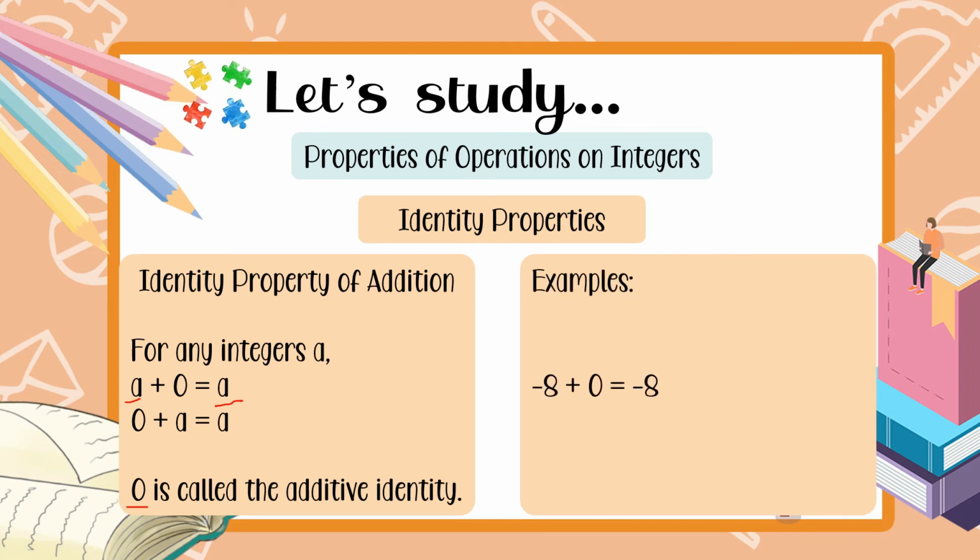Negative 8 plus 0. So, pag nag-add tayo ng 0, the answer is still negative 8. 0 plus 165 is equal to 165. Negative 1 plus 0, we have negative 1. So, same lang ang lalabas pag nag-add ka ng 0.